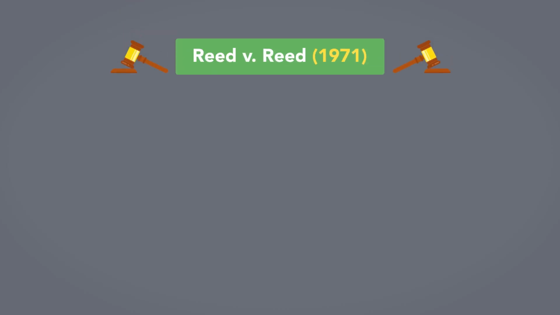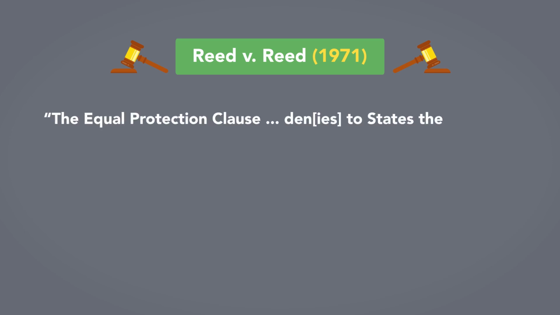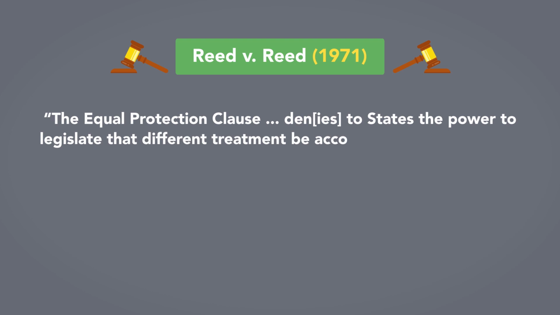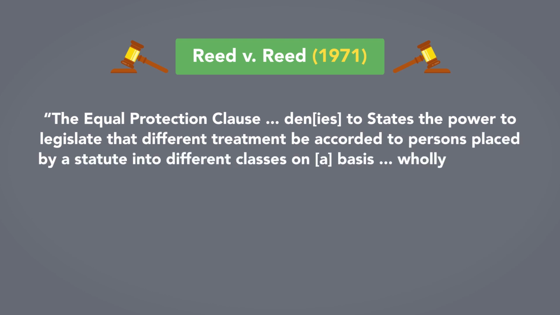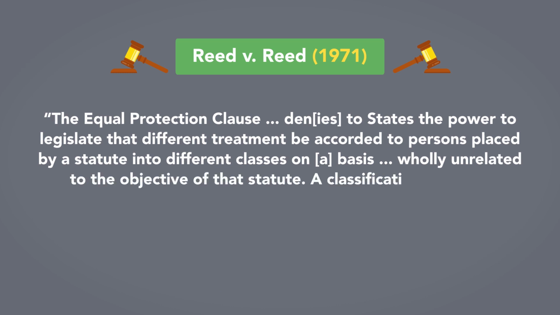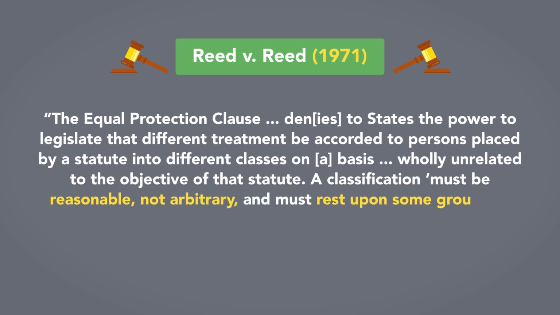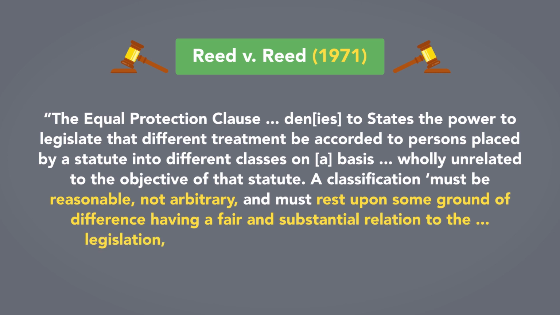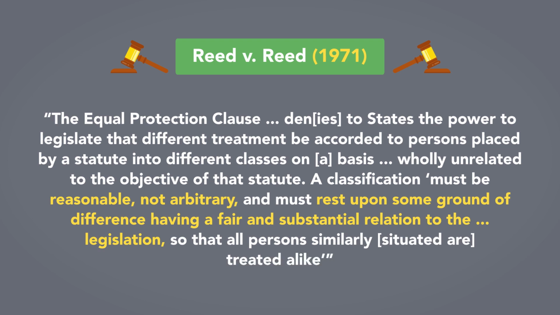In a later case, Reed v. Reed, the Supreme Court elaborated on the Equal Protection Clause. The Equal Protection Clause denies to states the power to legislate that different treatment be accorded to persons placed by a statute into different classes on a basis wholly unrelated to the objective of that statute. A classification must be reasonable, not arbitrary, and must rest upon some ground of difference, having a fair and substantial relation to the legislation so that all persons similarly situated are treated alike.